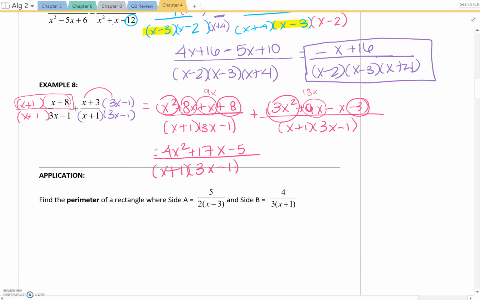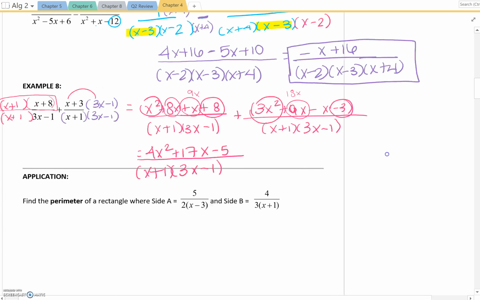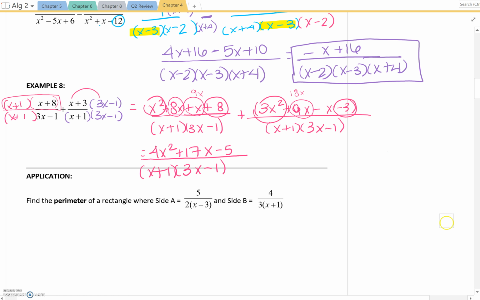Now, if we could, we would try to factor the numerator. Let me just see if we can factor this numerator. You'd have to do it by grouping. So 4 times -5 is -20. Are there any factors of -20 that would add together to give you 17? So you have 2 and 10, that won't work. 4 and 5, that won't work. So you're just going to leave this as your final answer.